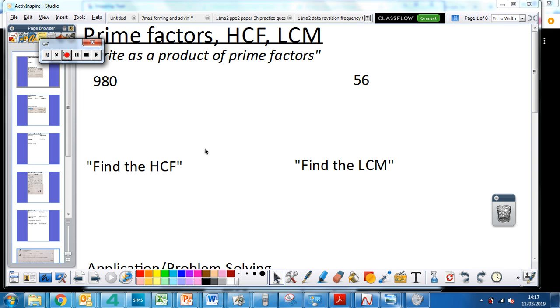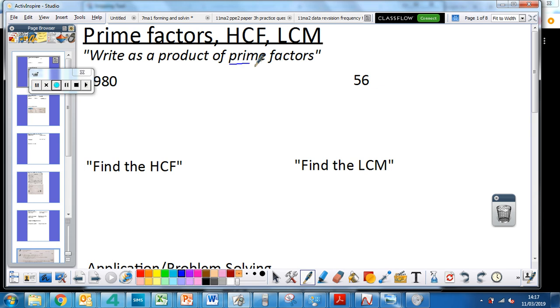Alright, our first short revision video is on prime factors and highest common factors and lowest common multiples. First thing we need to understand here is when it says in a nice simple question, write as a product of prime factors, you need to be really careful about understanding what those words mean. Clearly it's to do with prime numbers. Our prime numbers are things like 2, 3, 5, 7, 11, 13, 17, 19, and so on. You need to know your primes.